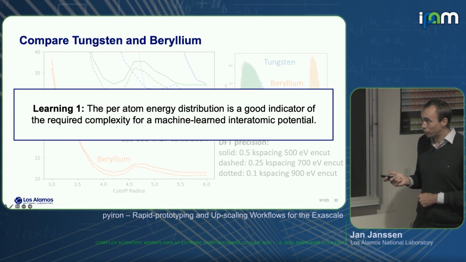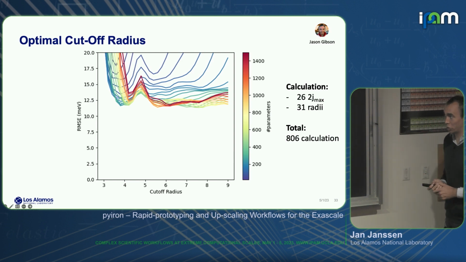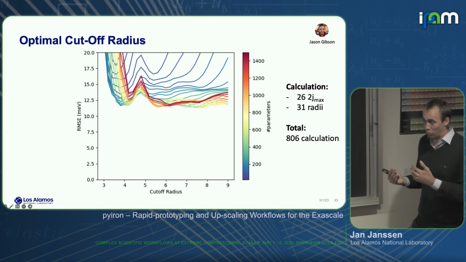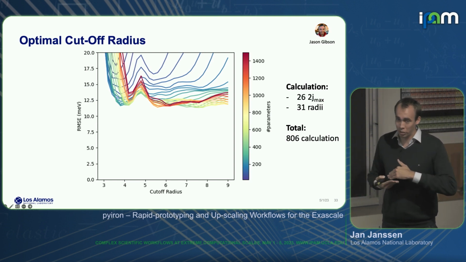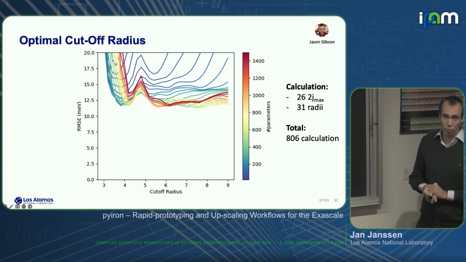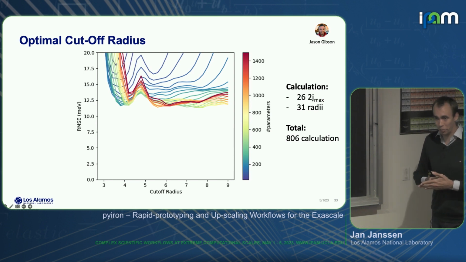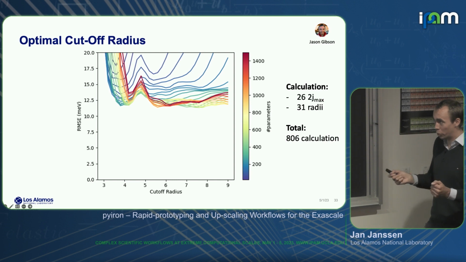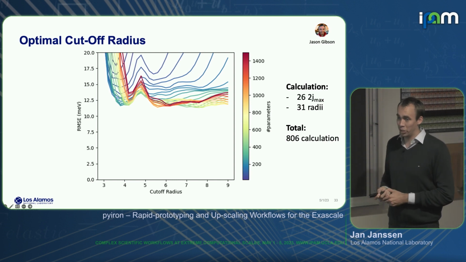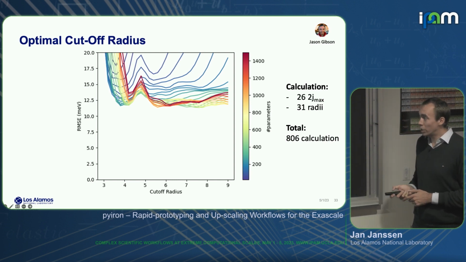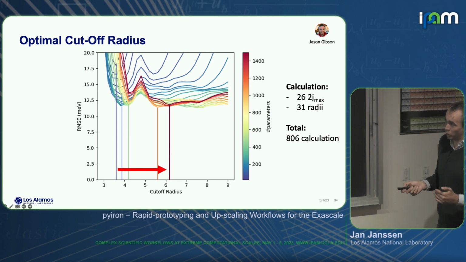And then together with our summer student Jason Gibson, we looked into the other hyperparameters, right? And this is really what pyiron enables us to do: these kinds of wide scans through all the parameter ranges. Previously, we scanned over the different DFT parameters. Now we are able to scan over the cutoff of our potential, as well as the number of parameters inside the potential. And the first thing that we find here is how the optimal cutoff radius is changing.